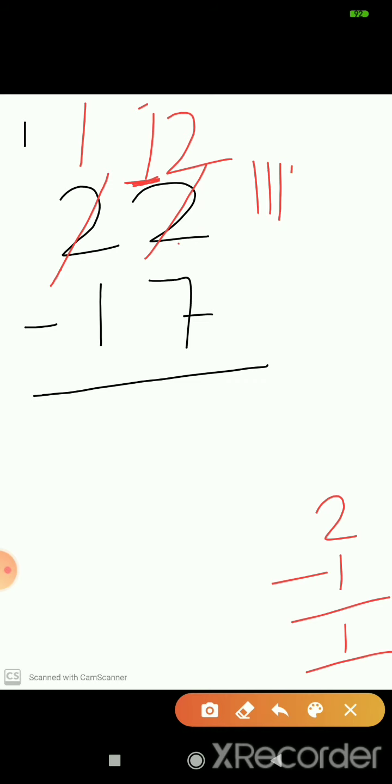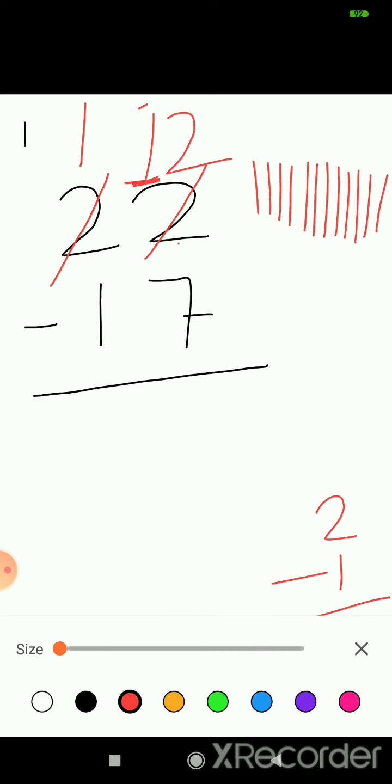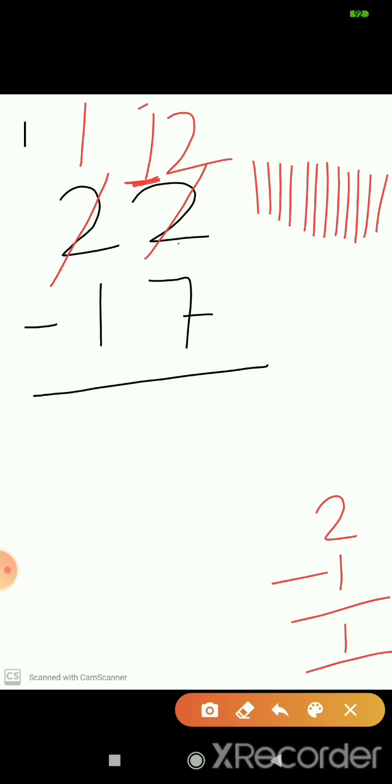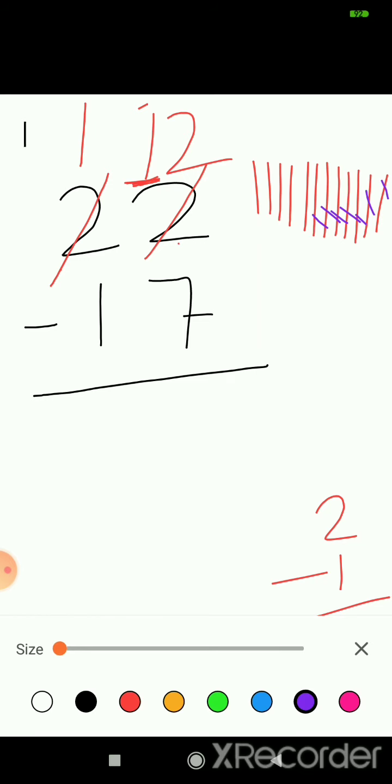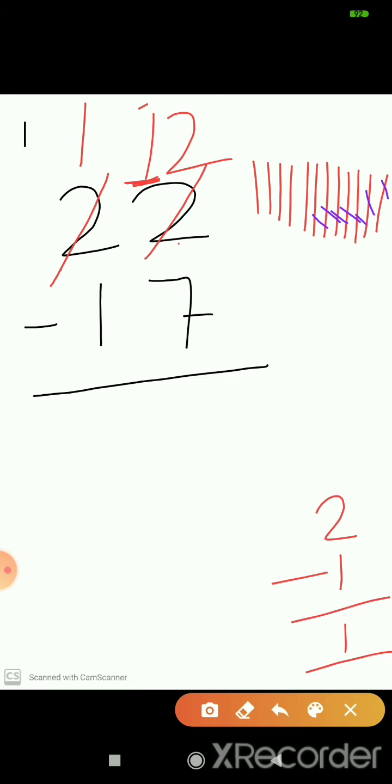1, 2, 3, 4, 5, 6, 7, 8, 9, 10, 11 and 12. Now can we subtract 7 from this? Yes. So subtracting means taking away. So you need to take away 7. So 1, 2, 3, 4, 5, 6 and 7. So students, how many left? 1, 2, 3, 4 and 5. So here you will write 5 at the ones column.